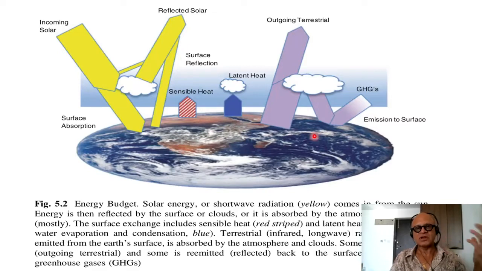Terrestrial infrared longwave radiation, shown in purple here, emitted from the Earth's surface, is absorbed by the atmosphere and clouds, which is the major part of the greenhouse effect, and that's what is giving us climate change, in terms of our impact on changing the transparency of the atmosphere to outgoing longwave radiation. Some escapes to space as outgoing terrestrial radiation, and some is re-emitted back to the surface by clouds and greenhouse gases.